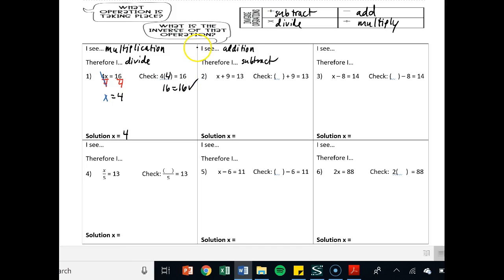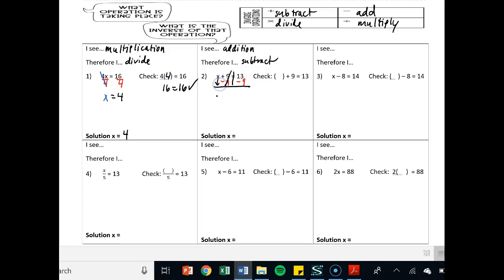Next problem, number 2. I see addition, therefore I subtract. So we're going to look at this equation, x plus 9 equals 13. Something plus 9 equals 13. We're going to draw what we call our scales of justice, and basically we say the variable's on the left-hand side, so if I see addition, I'm going to subtract both sides by the term not attached to the variable. Subtract both sides by 9. In doing so, we isolate our variable. Why? Because 9 minus 9 is 0.